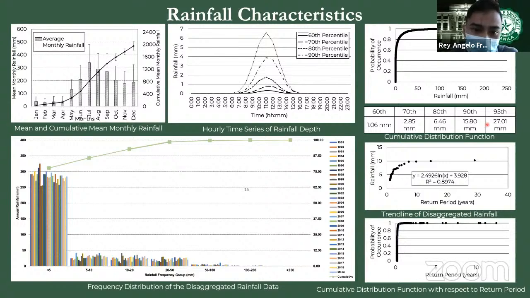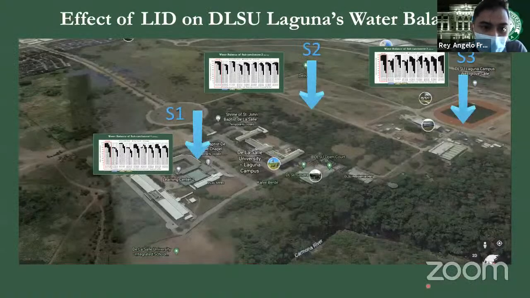So here on the right part, the cumulative distribution function for the rainfall percentile, and we converted it into return periods for us to analyze, since in the Philippines we are more on analyzing the data by return period. So the 30-year plan, 5-year plan, 10-year plan, and others.